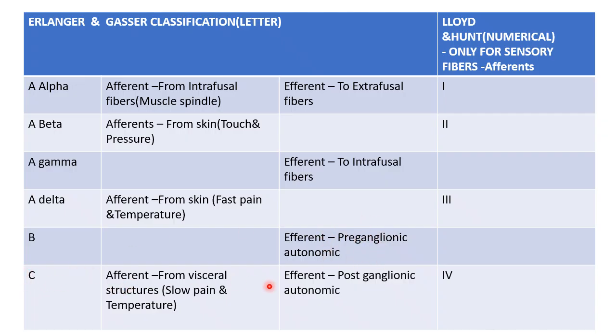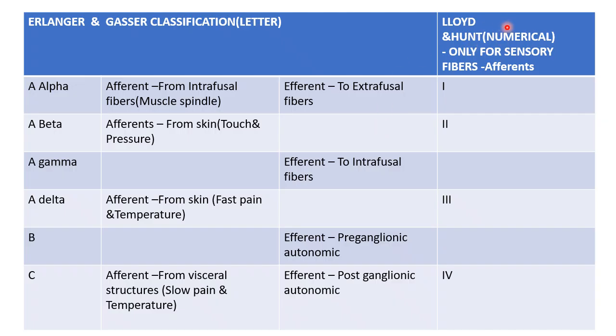C fiber is afferent and efferent. Afferent from the visceral structures, it carries slow pain and temperature. And efferent, it is the postganglionic autonomic fibers. They are efferent fibers. So this is the Erlanger-Gasser classification and how they act as afferent and efferent. To remember: A alpha is mixed afferent and efferent, A beta only afferent, A gamma only efferent, A delta only afferent, B fiber is efferent, and C fiber is afferent and efferent.